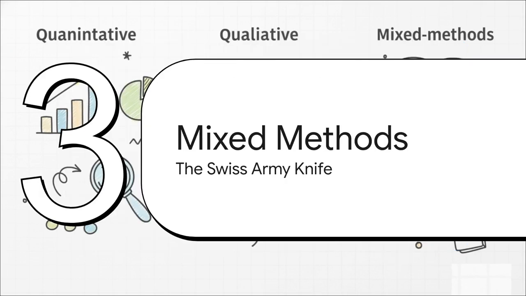And now for our final and most versatile tool, the mixed methods Swiss Army knife. This is what you reach for when one tool just isn't going to cut it. It promises the best of both worlds, right? You get the precision of the quantitative measuring tape and the depth of the qualitative magnifying glass. But, and this is a big but, using it correctly takes a special kind of discipline.